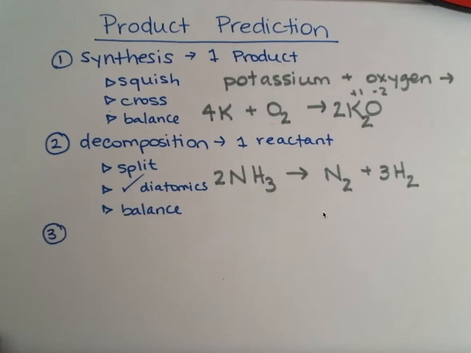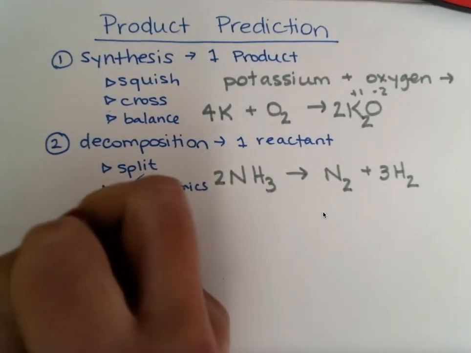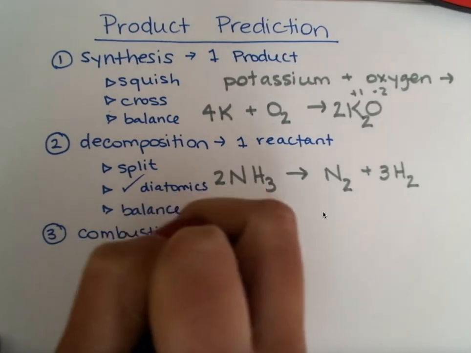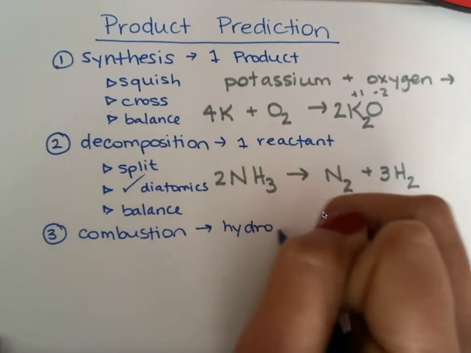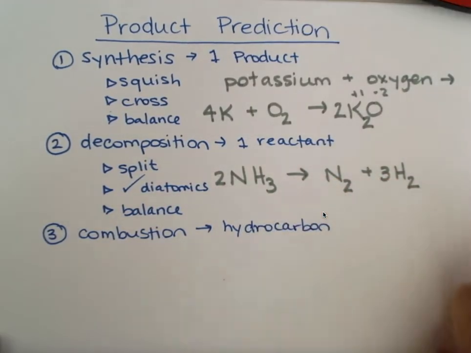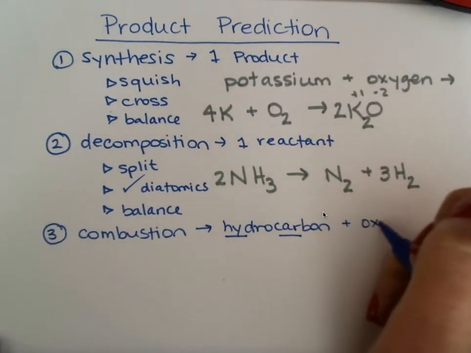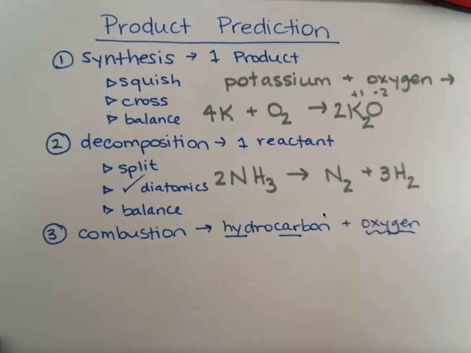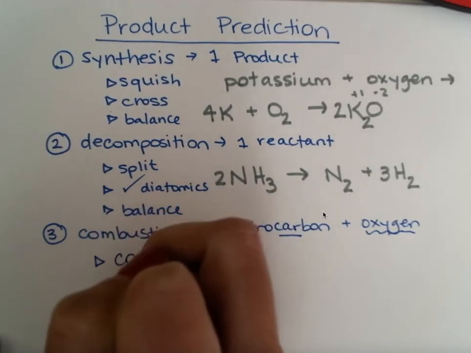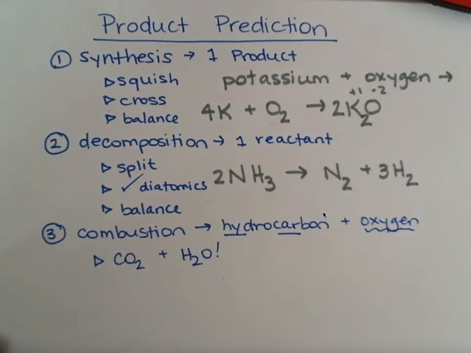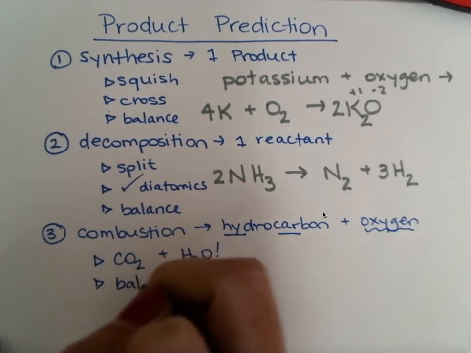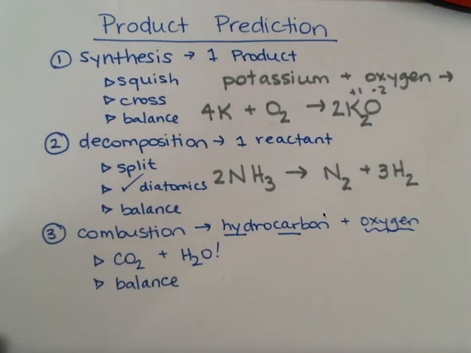Our third and easiest type to do product prediction was combustion. So in a combustion reaction, right, I'm always going to have some sort of hydrocarbon, C's and H's, reacting with oxygen. That's going to fuel that fire, right? And so to predict the products, they always produce carbon dioxide and water every single time. So easy to predict. And then sometimes harder to do so is to balance that equation.